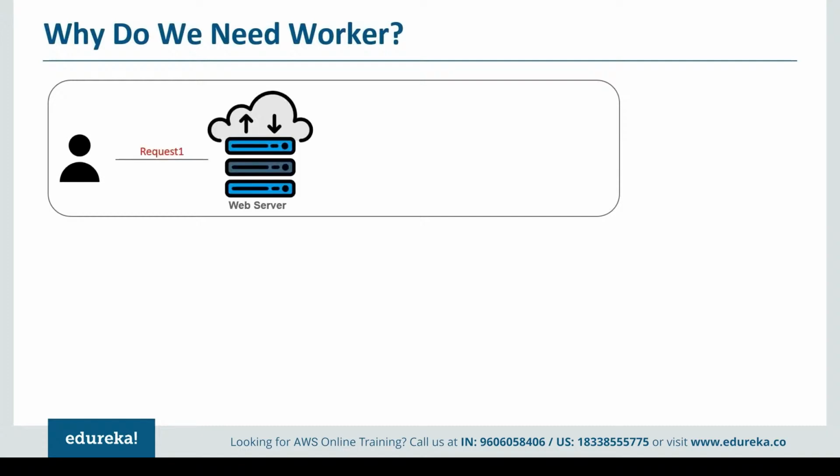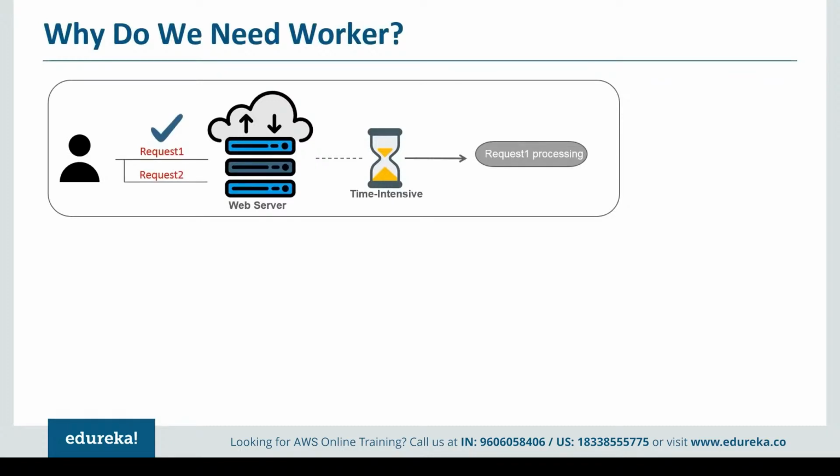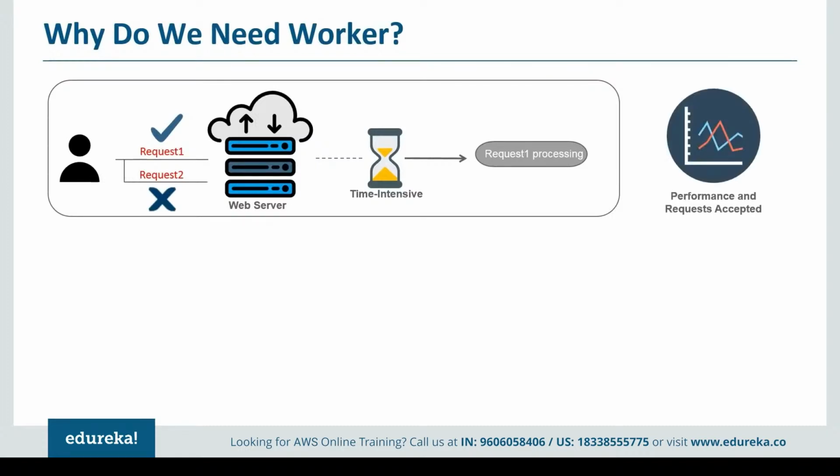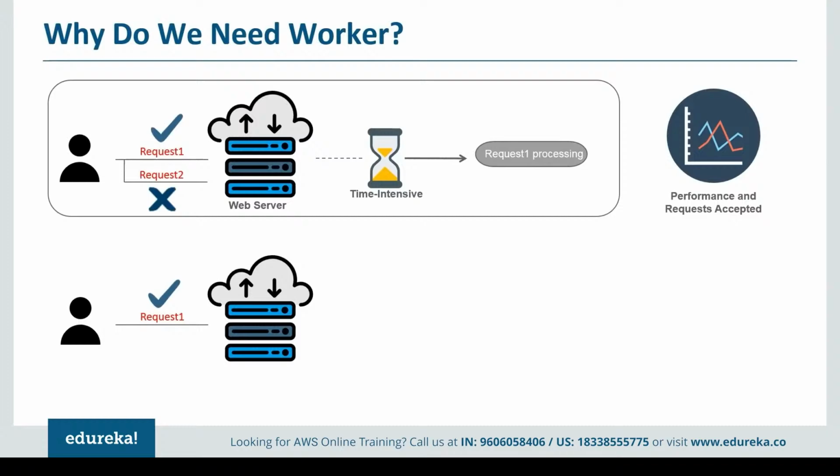So I have a client. He has made a request to web server, and the web server has accepted the request, and it starts processing the request. But while it's processing the request, it comes across tasks which are taking a lot of time. Meanwhile, this client has sent another request to web server. Since web server is still processing the first request, it denies second request. So what is the result of this is, the performance and the number of requests accepted by your web server will drastically decrease.